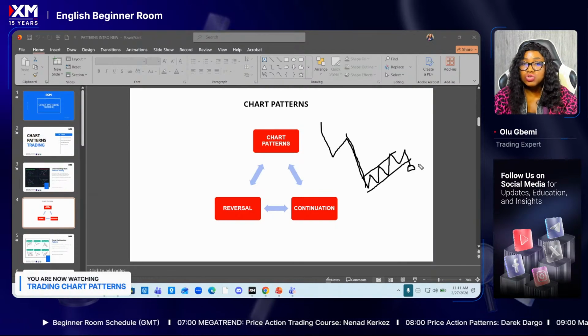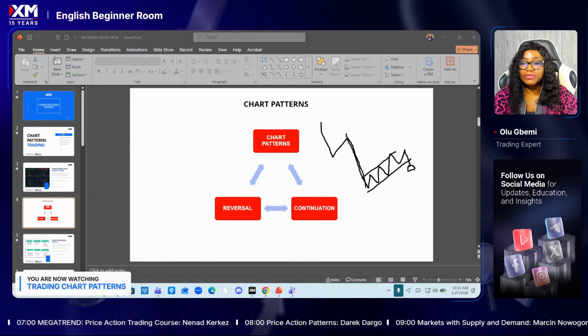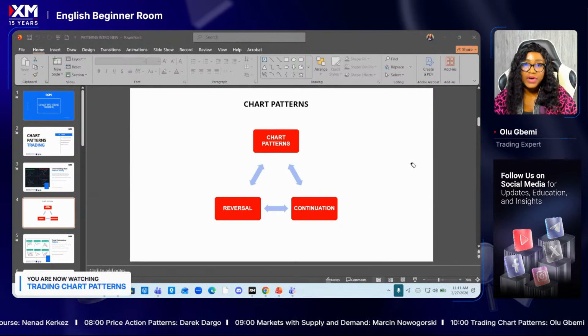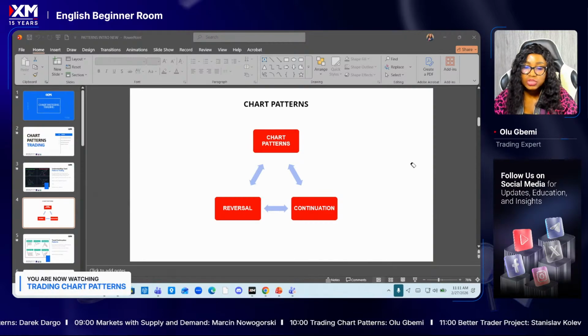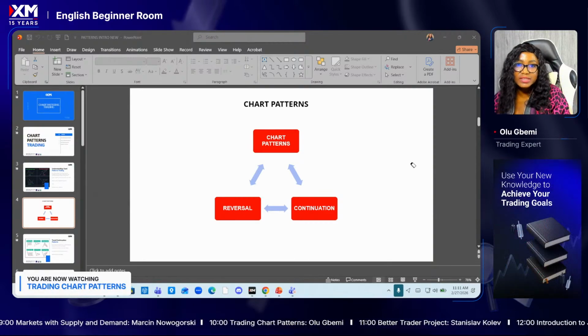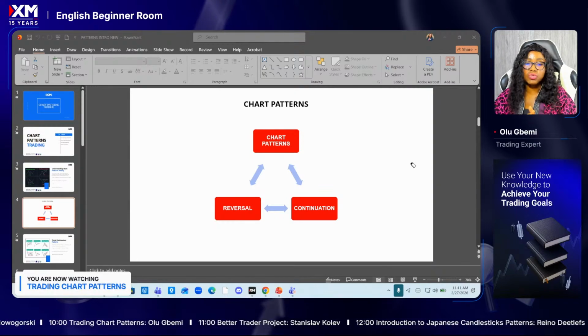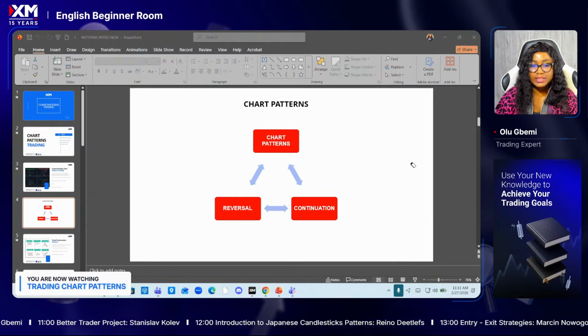And what this shows me is that I can find trades from time to time by recognizing patterns, knowing how to identify the patterns that I see in the market, whether they are continuation patterns or reversal patterns. Some patterns are also bilateral. They work as reversal patterns, and they can also work as continuation patterns.